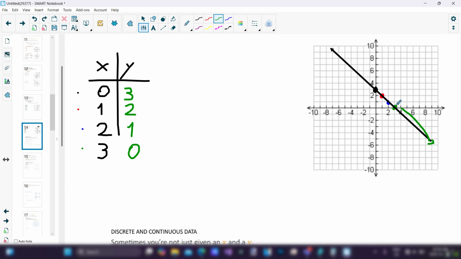So when I draw a straight line through my points, that is not always correct. So tomorrow we will discuss when it is acceptable to draw a straight line and when it is acceptable to just leave those dots as they are.